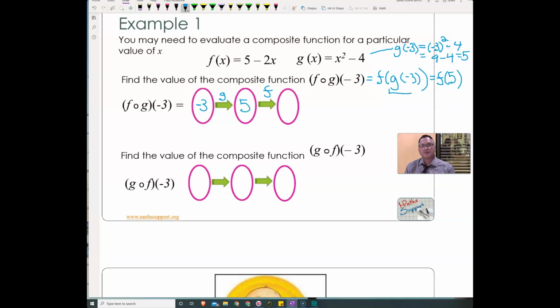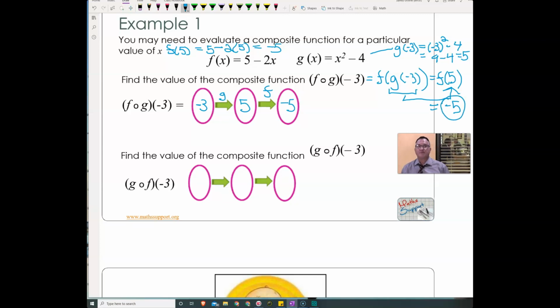So again, this means what's the output when x is negative 3? When the input's negative 3, the output is 5. Now take that 5 and plug it into function f. So now we'd have f of 5, which is 5 minus 2 times 5, that's 10, so that would be negative 5. And that would be my answer, negative 5.